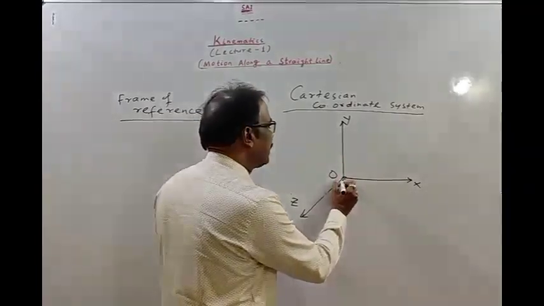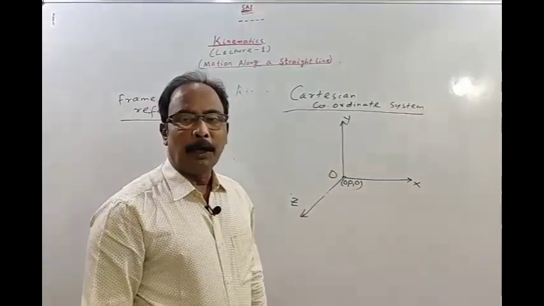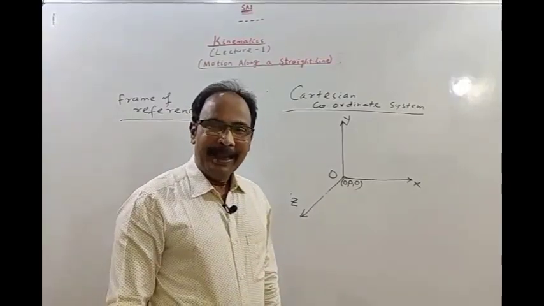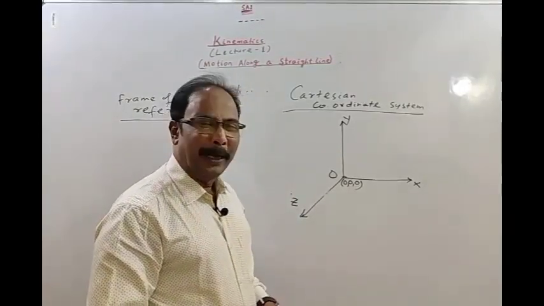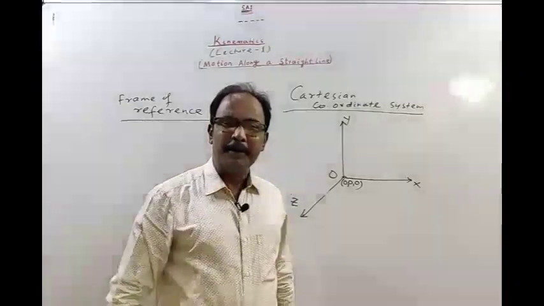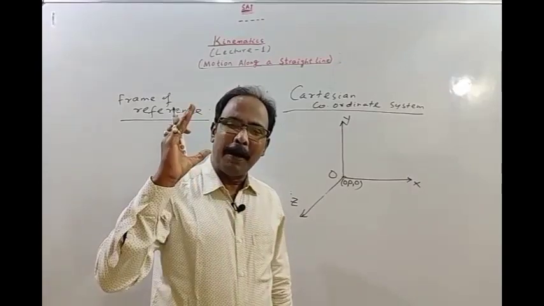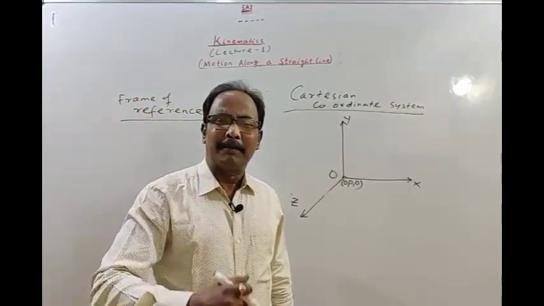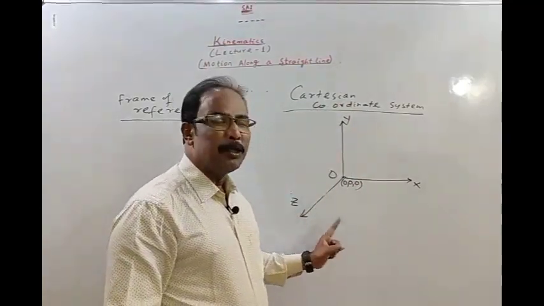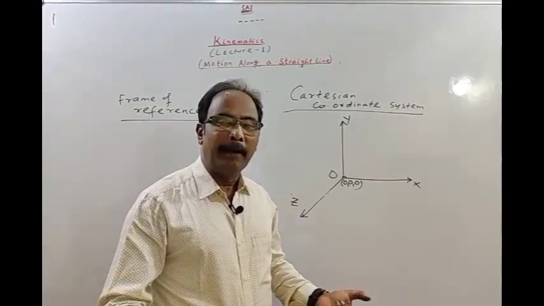The value of x at the origin is 0, the value of y is 0, the value of z is 0, meaning the coordinates of the origin are 0, 0, 0. Then why do we use the Cartesian coordinate system? The Cartesian coordinate system helps to determine the position of a particle, or an object, or an event in space, because these x, y and z are space coordinates: the x coordinate, y coordinate and z coordinate.